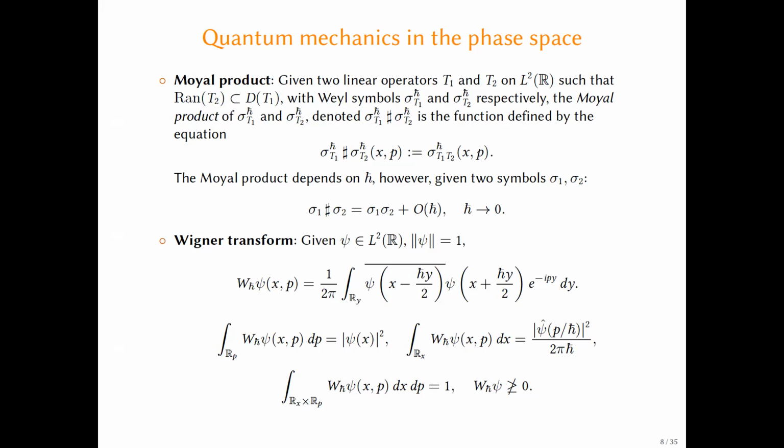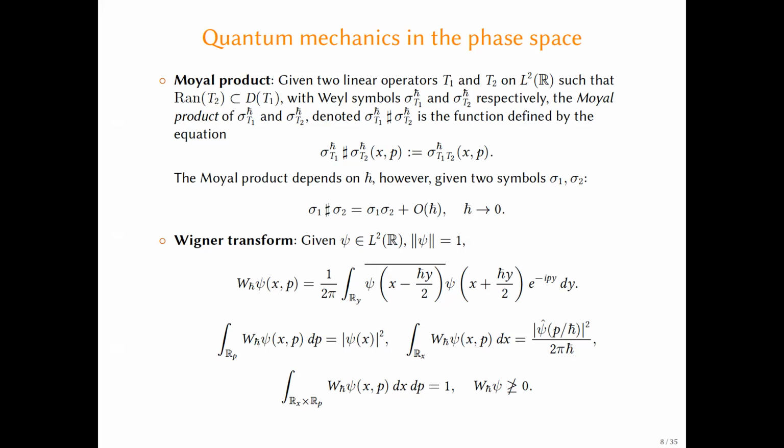Then operators in quantum mechanics are generally not commutative, while in classical phase space observables are commutative. So we need a way to include this non-commutative product in phase space, and it is given by the Moyal product. Given two operators T1 and T2, and given two Weyl symbols sigma 1 and sigma 2, we can define the product of these two symbols simply by considering the Weyl symbol of the product. Okay, and this product is not commutative; it depends on h bar, but in a nice way, as one would expect. So when h bar tends to 0, the Moyal product becomes the pointwise product.